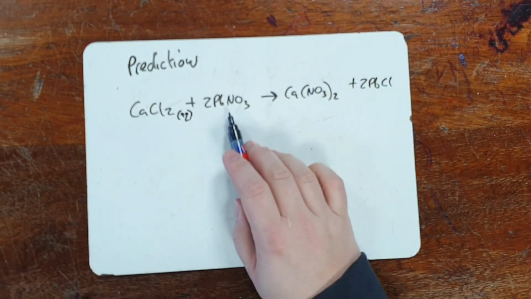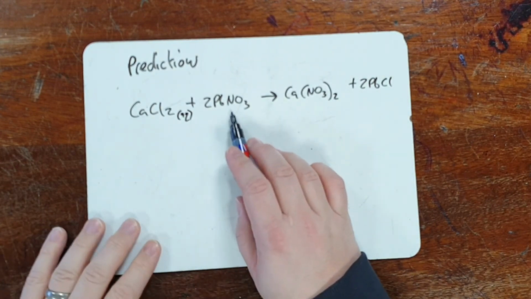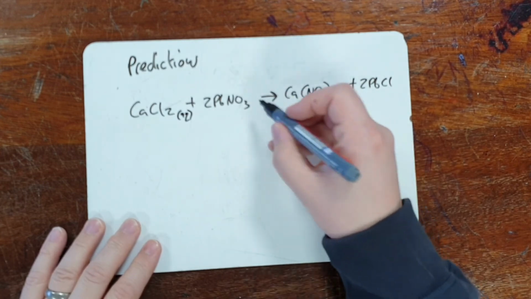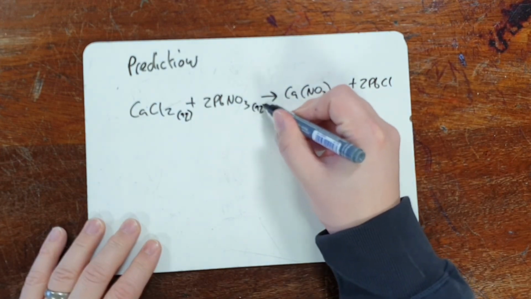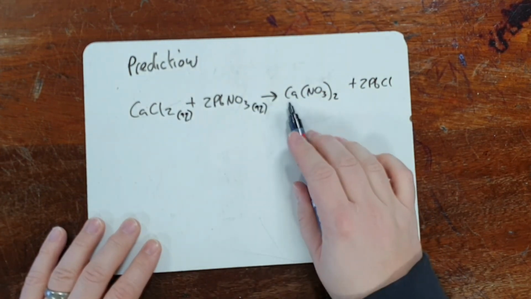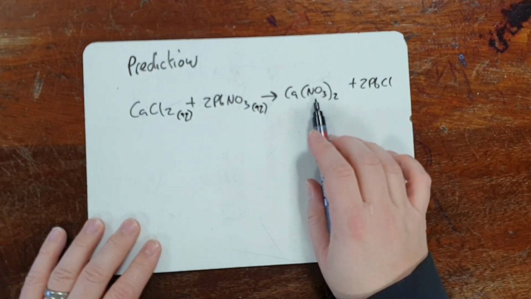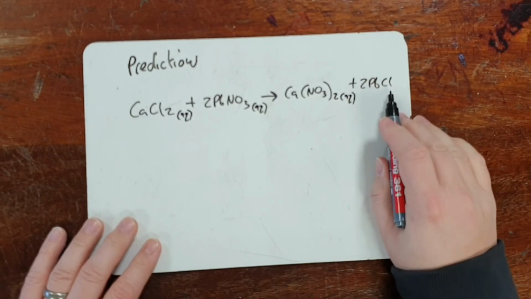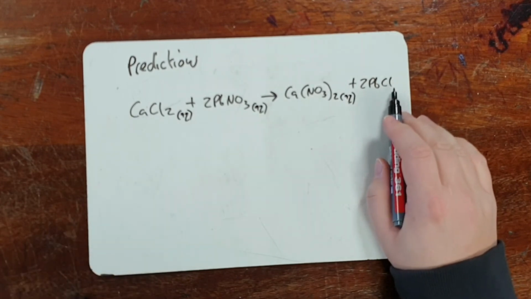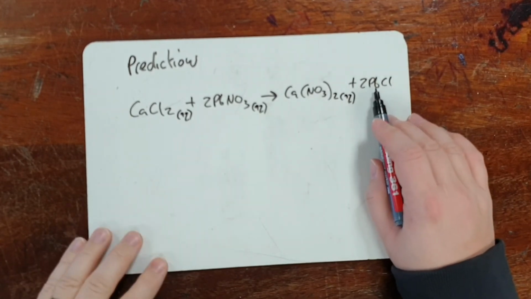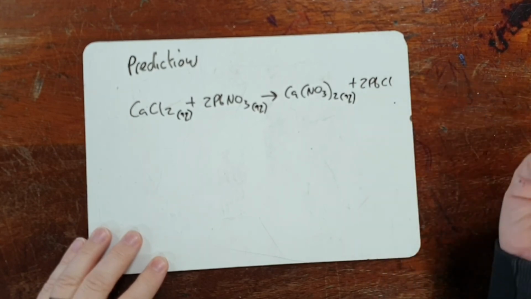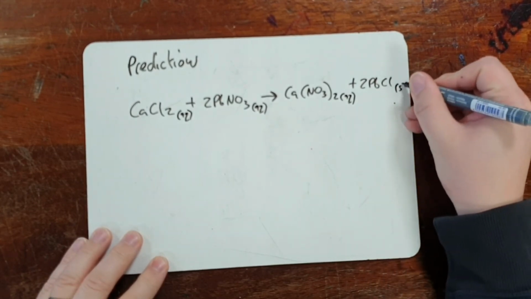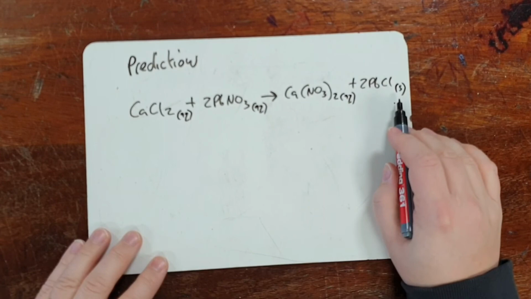If you look at rule B, all nitrates are soluble. No exceptions. That's lead nitrate, so it is soluble, AQ. Calcium nitrate, again, rule B, all nitrates are soluble, so that is AQ. And then chlorides, rule C, all chlorides are soluble except for silver and lead, and that is lead chloride, so that will be solid. It will appear as a precipitate. It will be a solid precipitate.